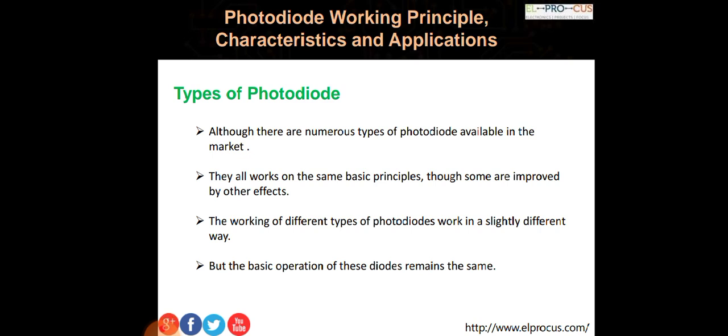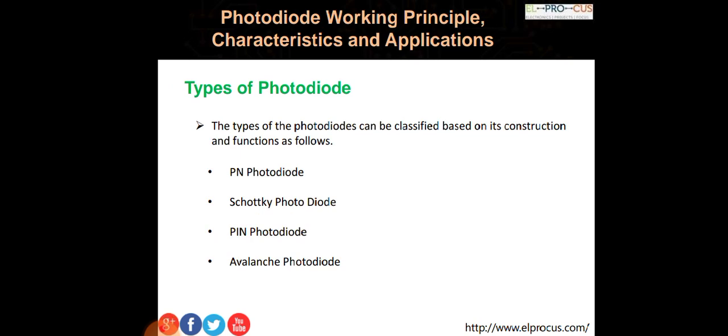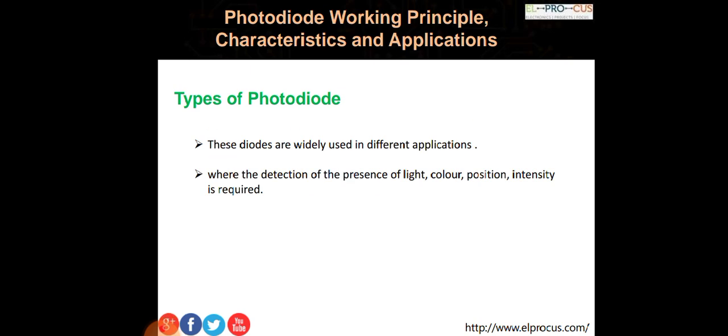When it is used on an industry basis, the size, application and specification of the diodes are different. If we are using it on a laboratory basis, then the application specifications are very different, right? The types are PN photodiode, Schottky photodiode, PIN photodiode, and avalanche photodiode. There are some types of photodiode, right?